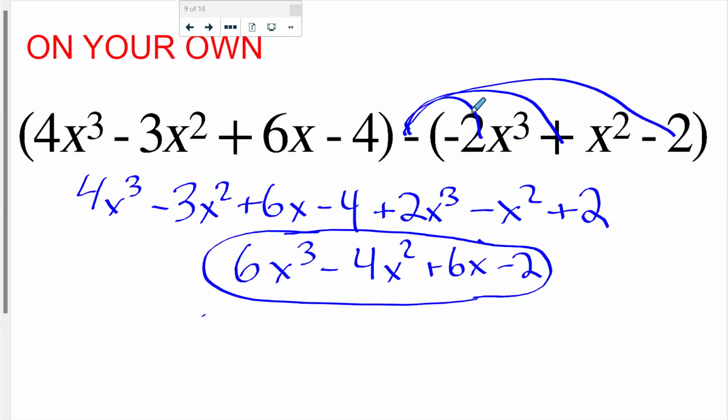Okay, oh, that says practice. So on your practice, you're going to get a problem that asks about perimeter. Think about how you find the perimeter of a rectangle. You add up all the sides. So all you're doing is adding all the polynomials together.